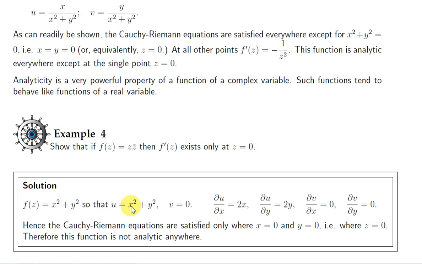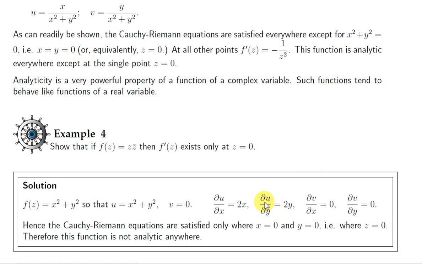Du dx is 2x. Dv dy is 0, because v is 0. So you can see straight away that du dx is not equal to dv dy, except when x is 0. If x is 0, we have du dx equals 0, and dv dy is 0. So the first Cauchy Riemann equation, du dx equals dv dy, is satisfied only when x is 0.